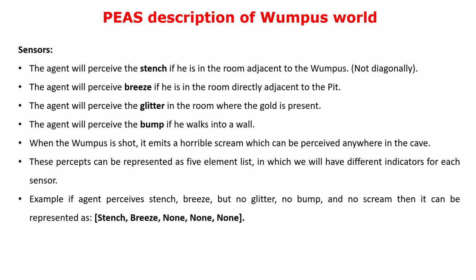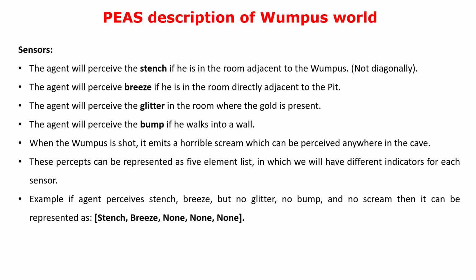These percepts are represented as a list of five elements, indicating the different scenarios and sensors. For example, if the agent perceives a stench and a breeze but no glitter, no bump, and no scream, it is represented as stench, breeze, none, none, none. This can be represented in the form of a knowledge-based agent or knowledge representation.